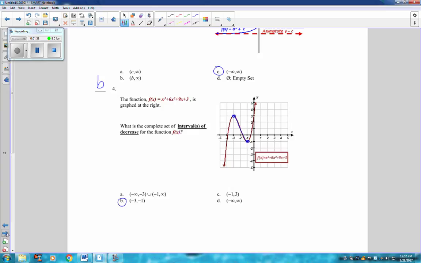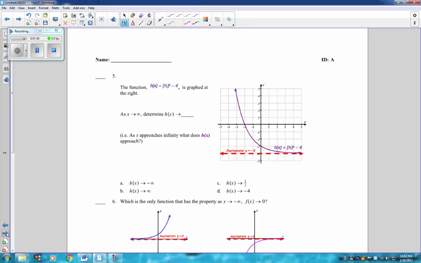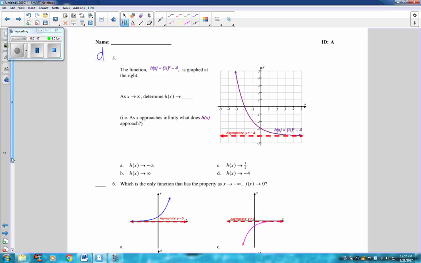Number 5, the answer is D. It wants to know your end behaviors. As x goes to infinity, what does h of x do? So as x is getting closer and closer to infinity, the y is getting closer and closer to that asymptote of negative 4, which is D.